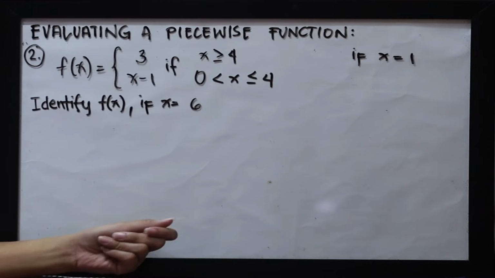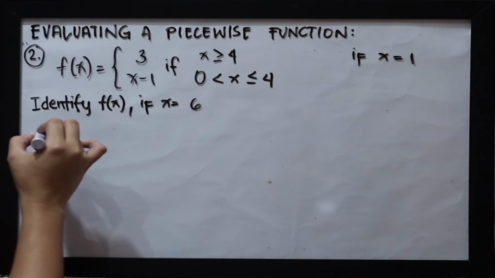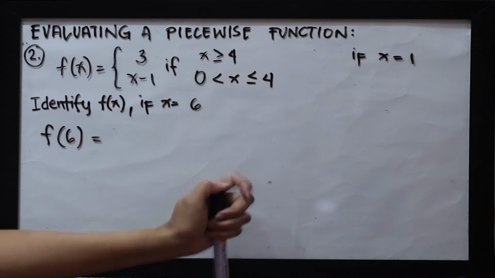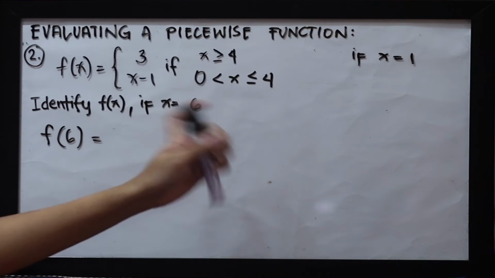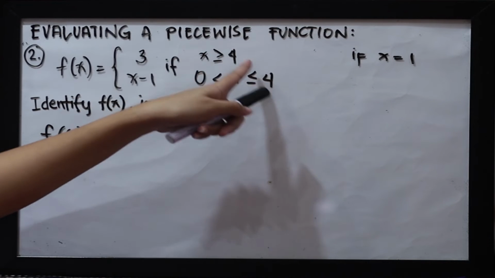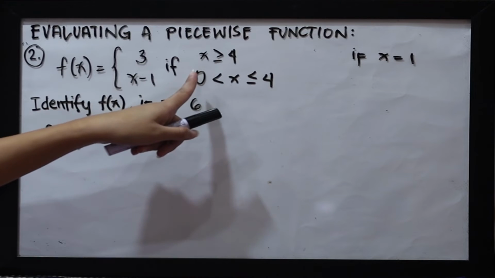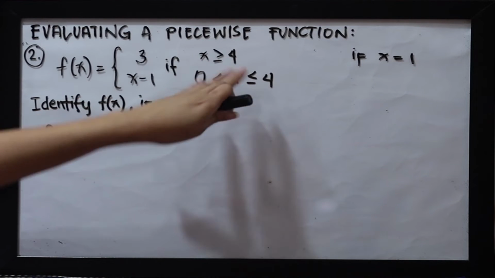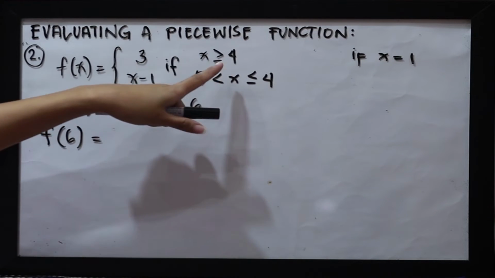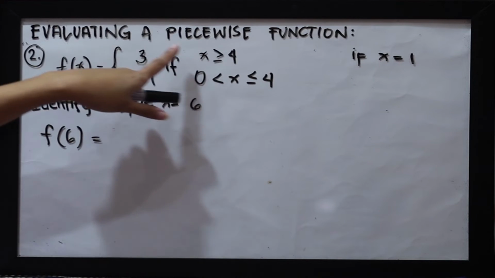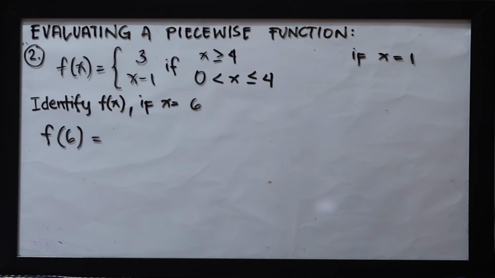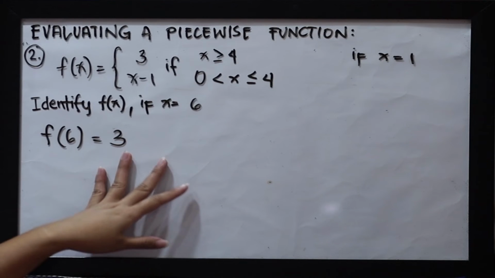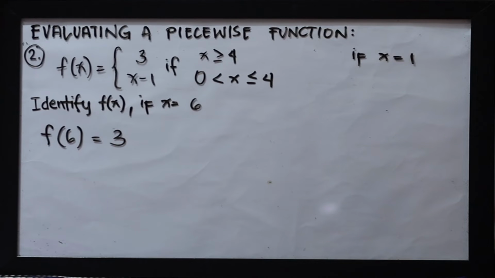So, if x is equal to 6, let's try to identify the value of f of 6. So, since the value of x is 6, saan siya na restriction belong? So, dun ba sa x is greater than or equal to 4, or dun sa x is greater than 0 but less than or equal to 4? So, obviously, dito siya sa x is greater than or equal to 4. And what's the function adjacent to this restriction, yun ay f of x is equal to 3. So, f of 6 is equivalent to 3. Wala na ulit tayong isa-solve since the given function is a constant function.